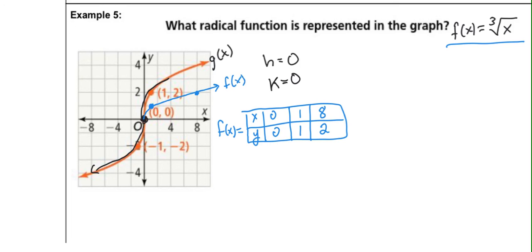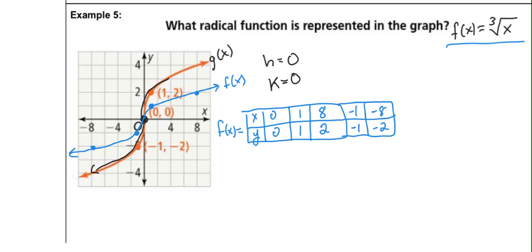So this is our parent function, right? And we know it also goes the opposite way, right? So if we have -1, we get -1. And then if we have -8, it's -2, right? So (-1, -1) is here, and then (-8, -2) is here. So there's our parent function.